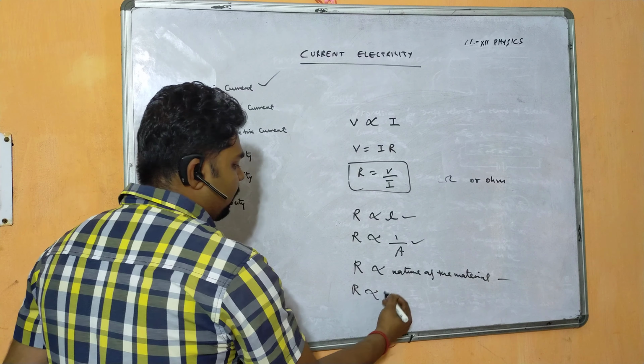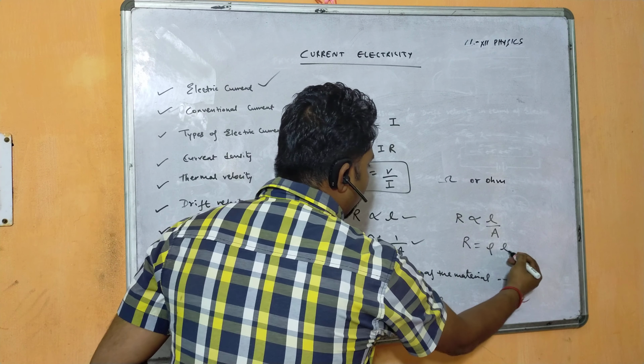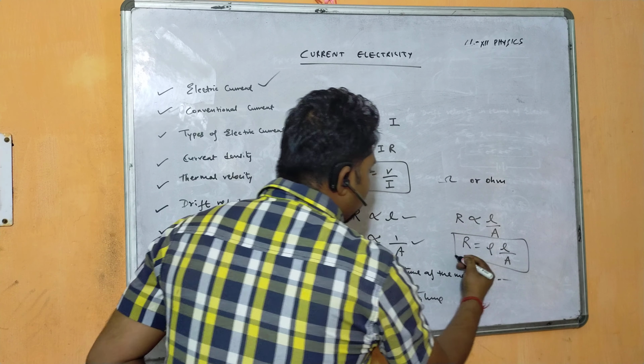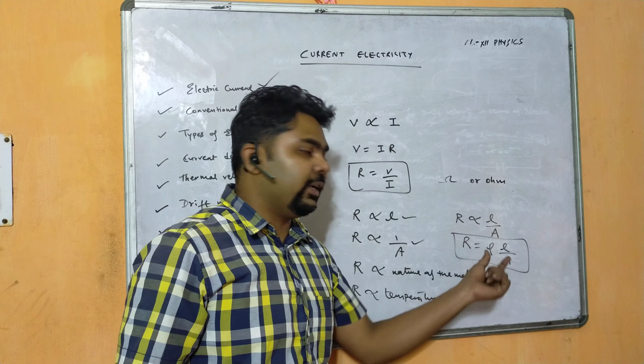So when I include all these, that means length and area, then we get R equals to rho L by A. Here rho is the resistivity, which has come after the removal of the proportionality sign. So it depends upon three factors, and also upon the fourth factor, that is the temperature. We know if the temperature increases, the resistance varies. Increase in temperature increases the resistance, and decrease in temperature decreases the resistance in case of metals. So these are the factors upon which electrical resistance depends.